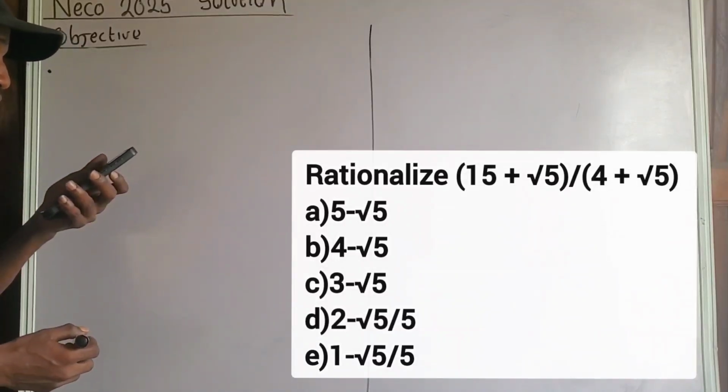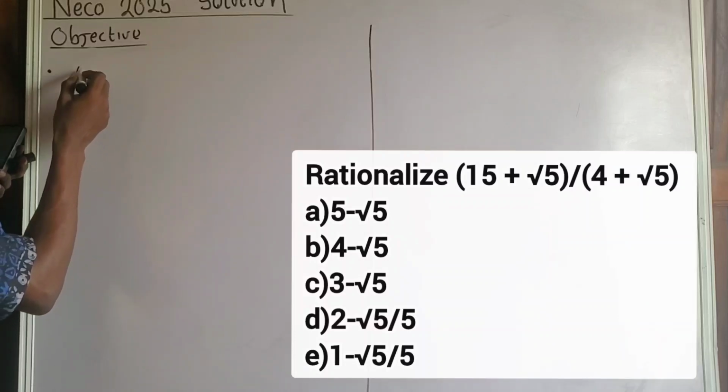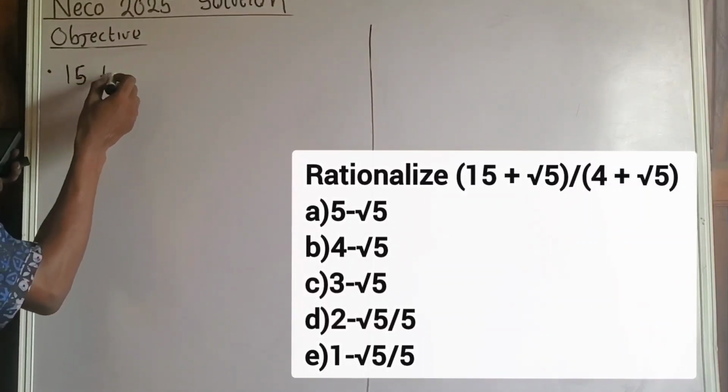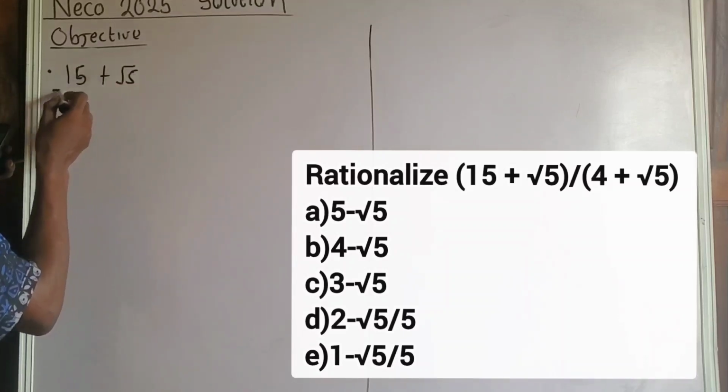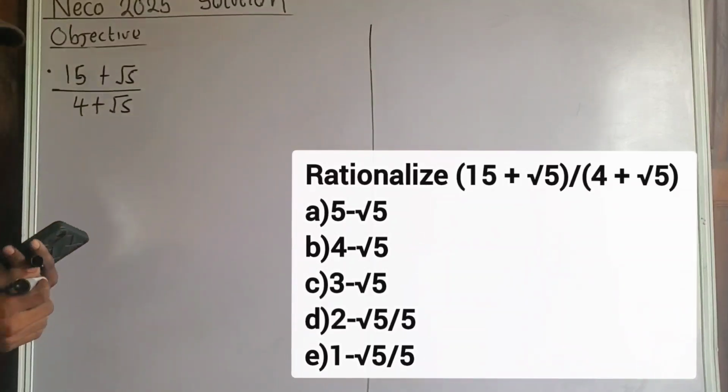Rationalize 15 plus root 5 all over 4 plus root 5. Okay. Rationalize 15 plus root 5 all over 4 plus root 5. Now listen to me carefully.